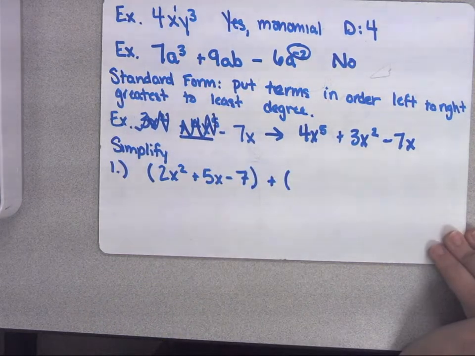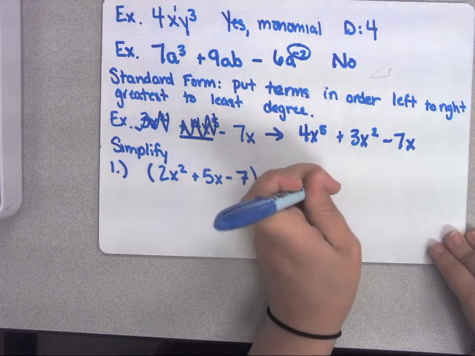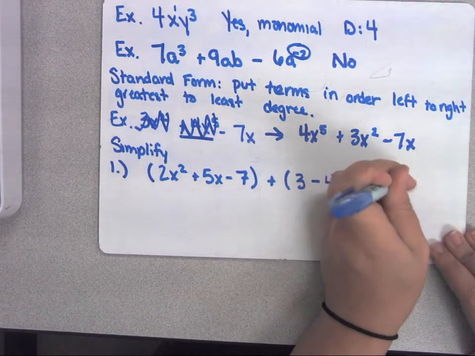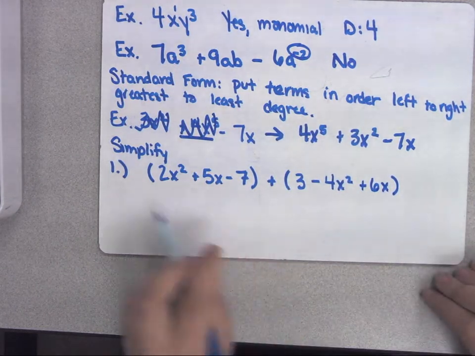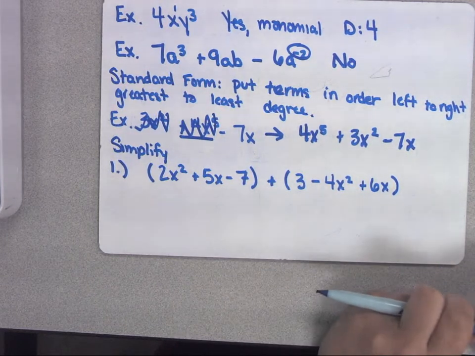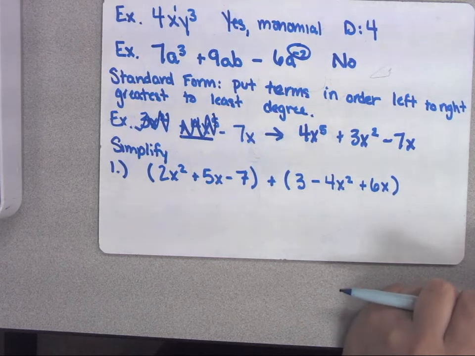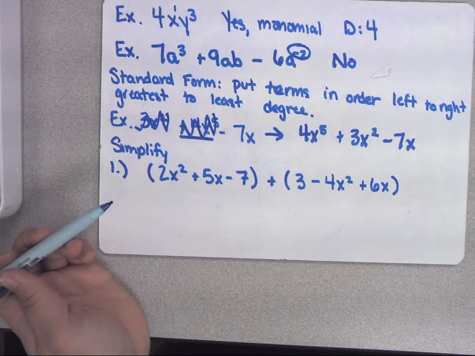Next set of parentheses: 3 subtract 4x squared plus 6x. Close your parentheses. It's saying I have this polynomial and I want to add it to this polynomial. When you add things together, does the order matter? No, it does not. So in this case, only addition. Subtraction is a completely different story.